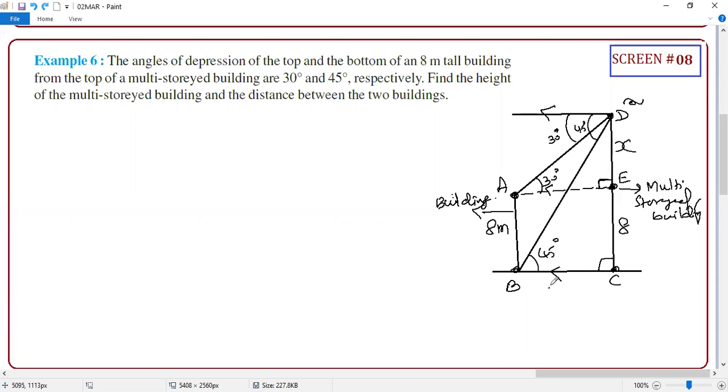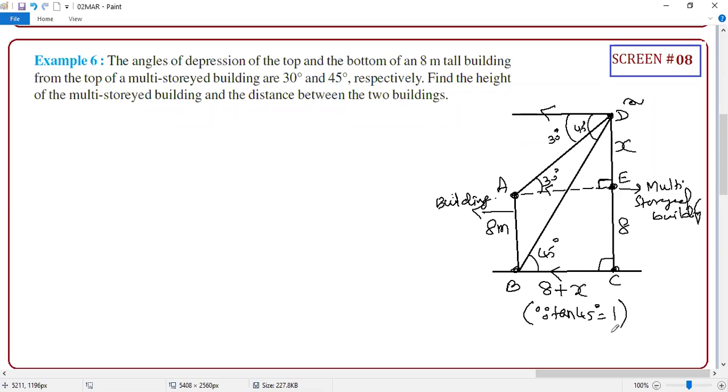What is that? 8 plus X, sir. 8 plus X. The reason is what? Tan 45 degree is equal to 1. Done. One thing is over.